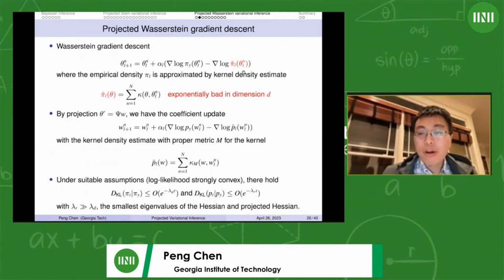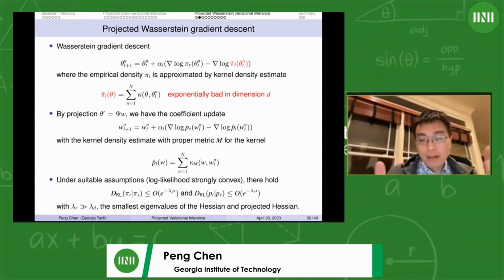So here we can actually approximate it by our current particles, because we have our particles. We can estimate the particle density by using a kernel density estimate. It's the sum of all these kernels evaluated at the current particles. However, as you know, for kernel density estimate, the errors are bounded by a certain convergence rate, which scales exponentially badly in the parameter dimension d. And this becomes a rather crude approximation here.